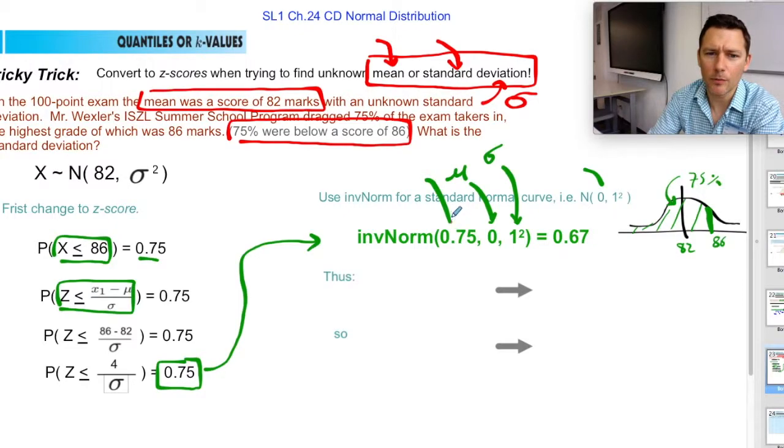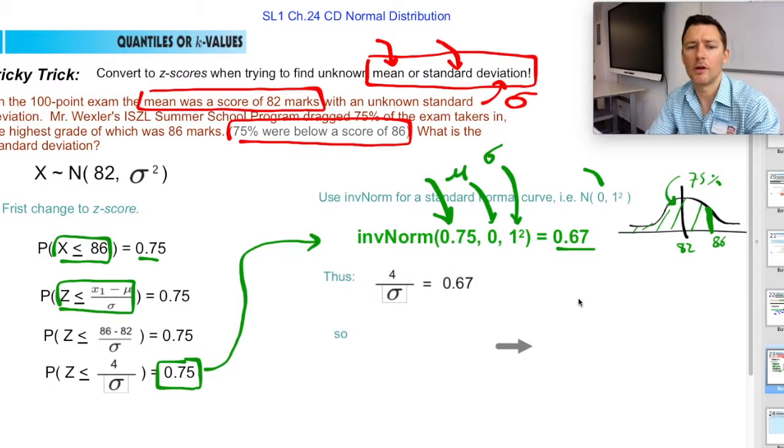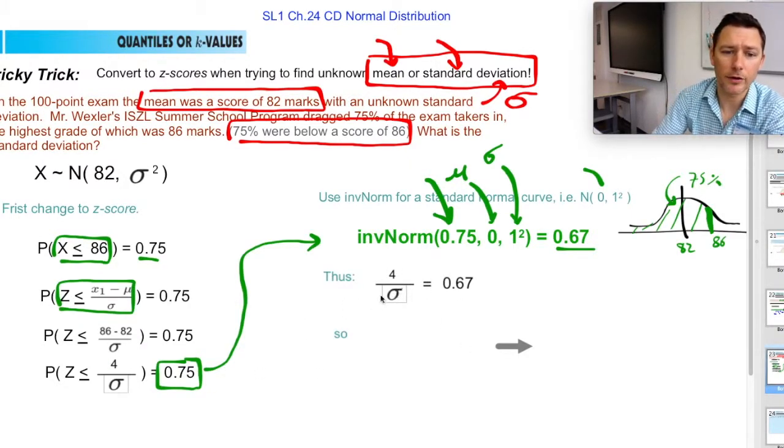And we say, hey, I want 75% to be less than these values. Where's that value? And 0.67 becomes our new location. Right, so I know that 4 over our standard deviation should be 0.67.